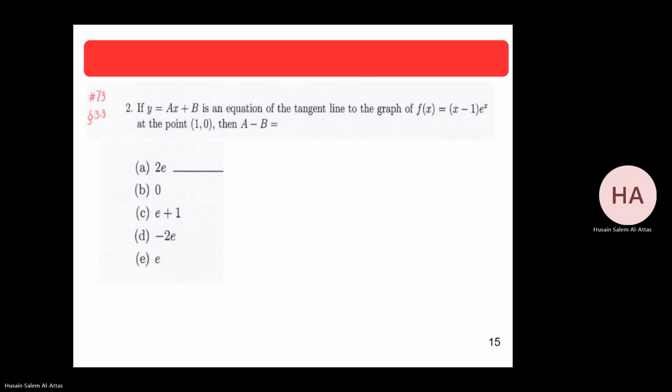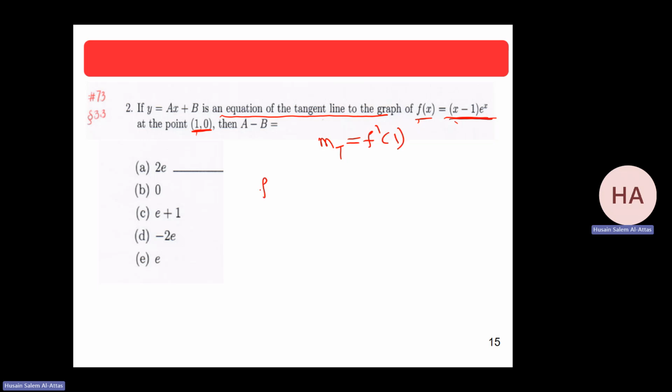Now we have the equation of the tangent line, but he made the function. To find the derivative, I need the product rule. That's the new thing. When you find the slope, to find the derivative, you need the product rule. I have the point. This is the point. So to find the slope, it will be f prime at 1. This is the slope of the tangent.